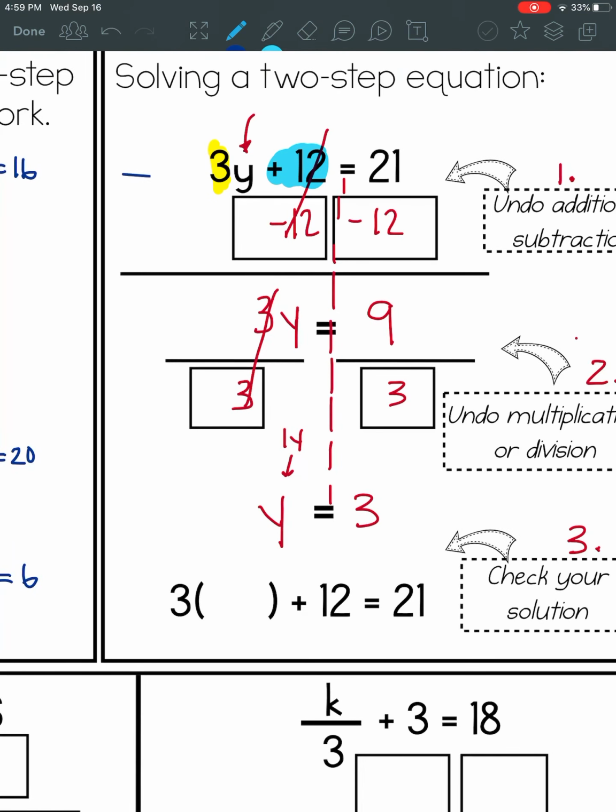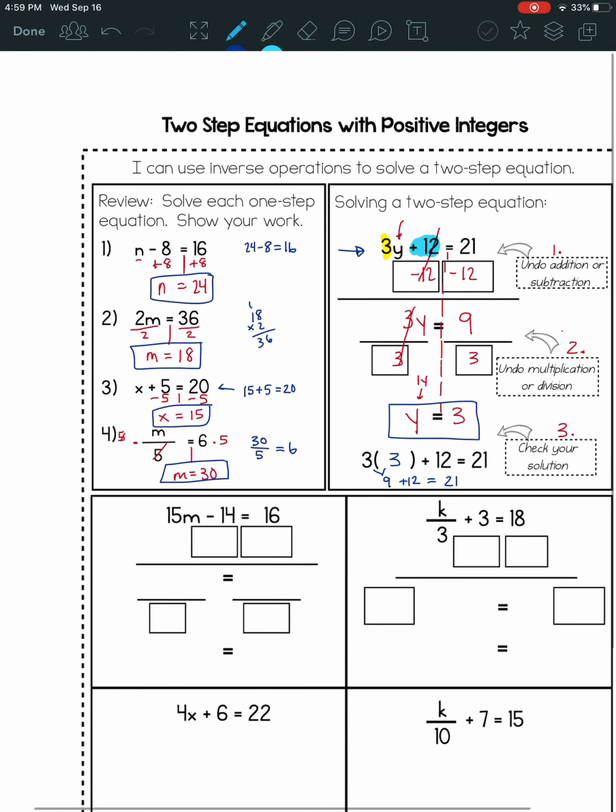Okay? Step 3, always check your solution. So if y equals 3, we go back to the original equation we were given. So 3 times y plus 12. So 3 times 3, we're going to substitute in for y. And we have to follow order of operations when we check. So multiply has to come first. So 3 times 3 is 9 plus 12, and that does equal 21. We know this solution is correct.